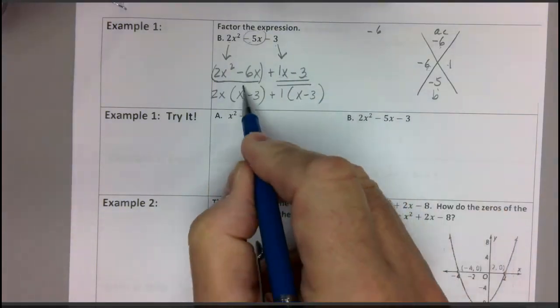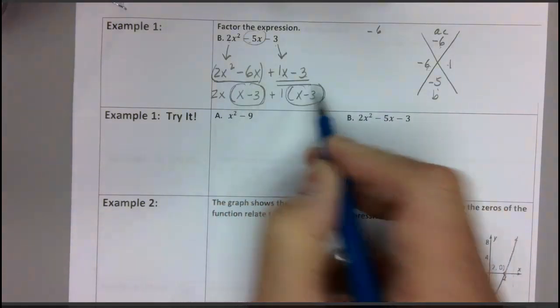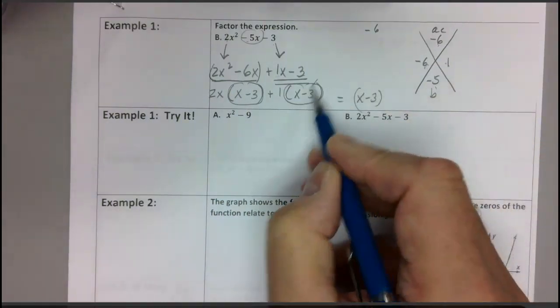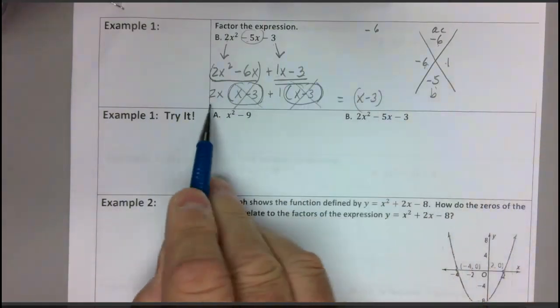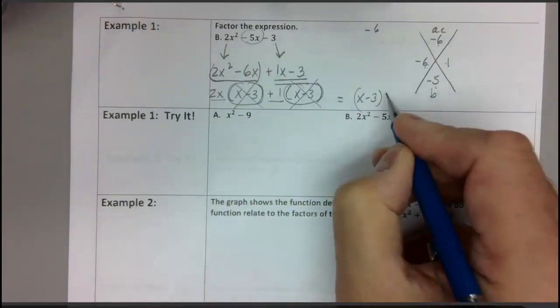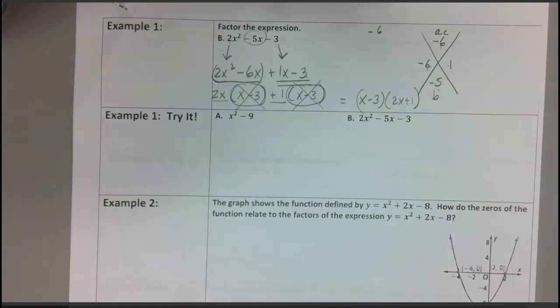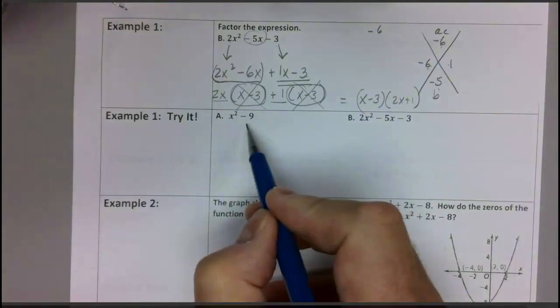And you see now that they share these two, don't they? So we know x minus 3 is going to go in front. And then I would always X these out and look and see what's left over. It would be 2x plus 1. And there you go.